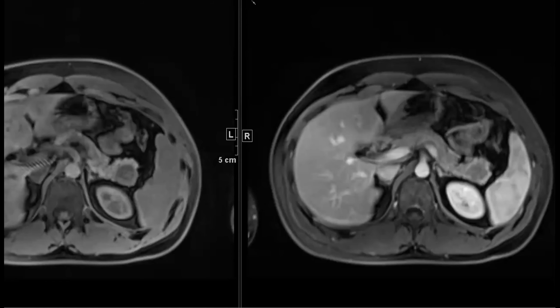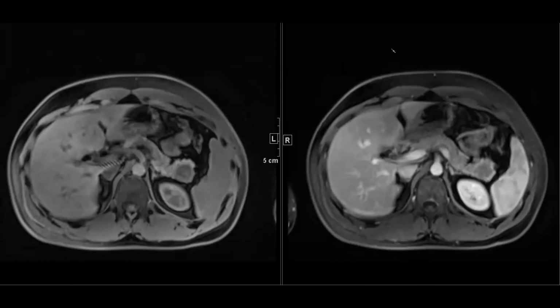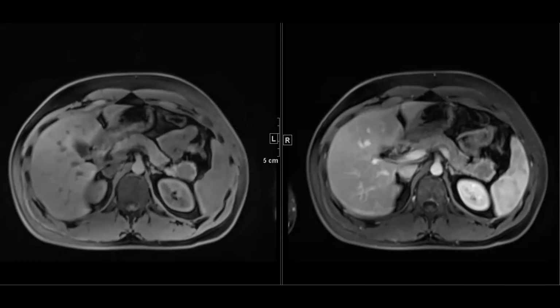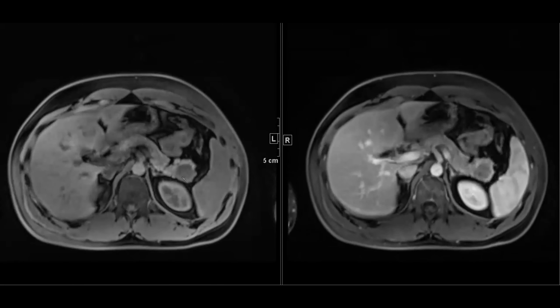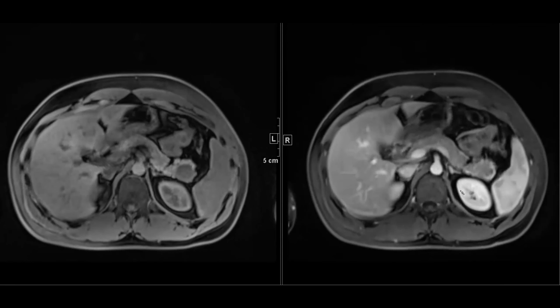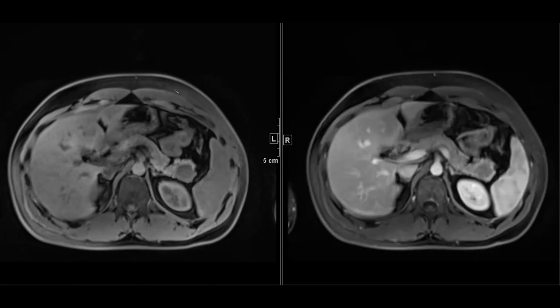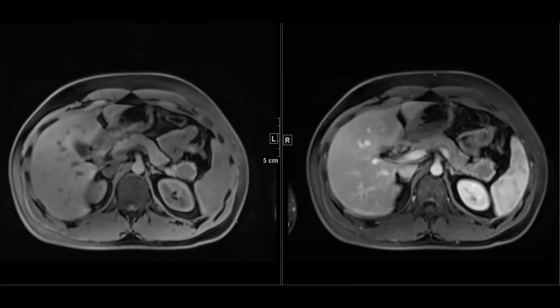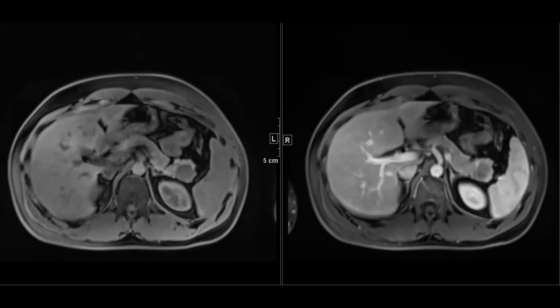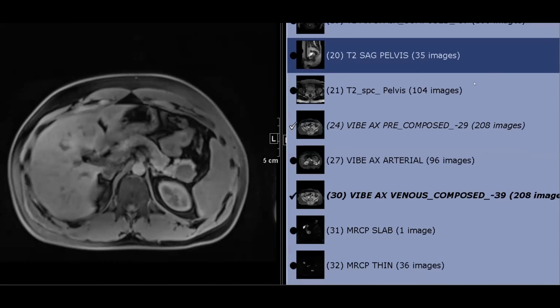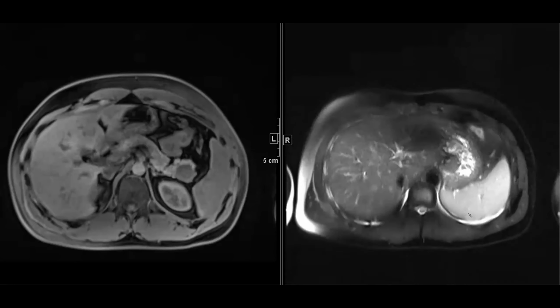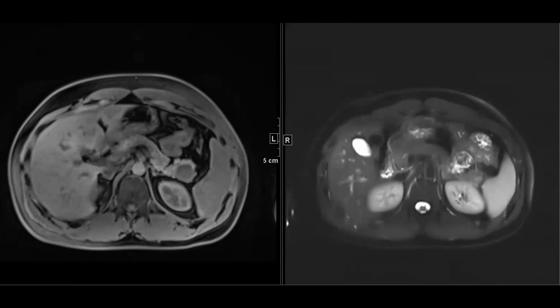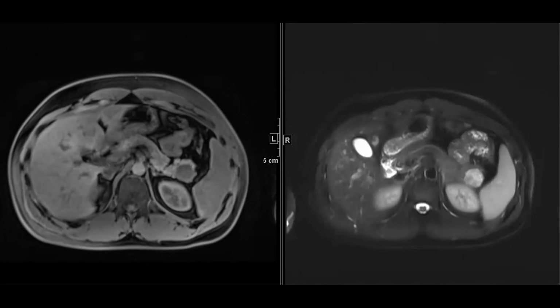Okay. So this case is a 25-year-old male who has this lesion in the tail of the pancreas. This is the pre-contrast. You can see it standing out against the T1 bright pancreas. And then this is the post-contrast. You can see that it looks like it's enhancing. And then this is the T2. Any thoughts?